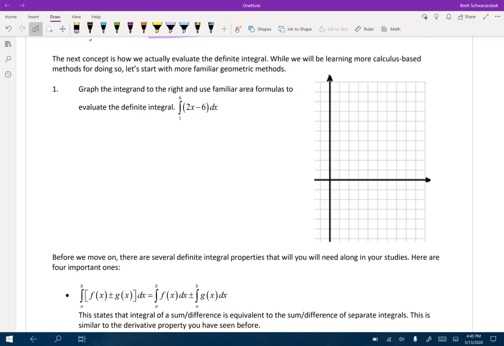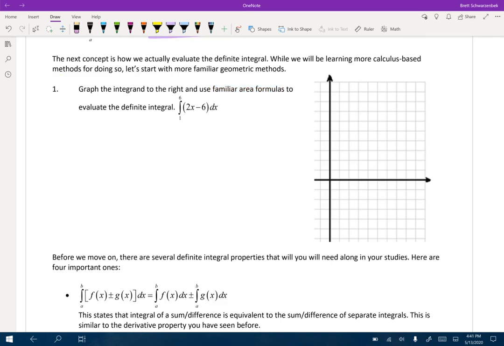So for example, for number 1 here, we're asked to graph the integrand 2x minus 6. Instead of using calculus, we're just going to use what they call familiar area formulas. This is a valuable step. You do not do this all the time, maybe once or twice, but it's valuable for you to see exactly what you're trying to do in these problems.